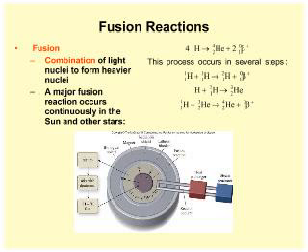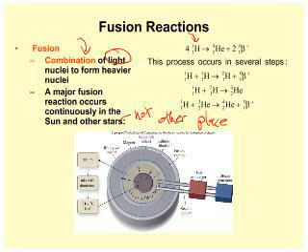Fusion reactions. Fusion is a combination of light nuclei. So here we're using lighter nuclei to form heavier nuclei. A major fusion reaction occurs continuously in the sun and other stars, pretty much not other places. So we're going to have small things. We have hydrogens combining to make heliums, and in this case beta particles and things like that.